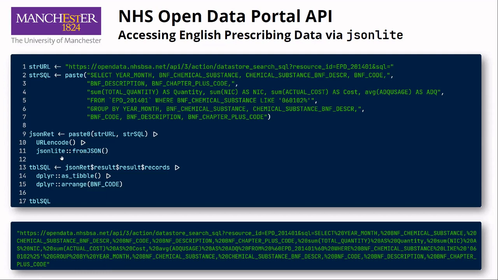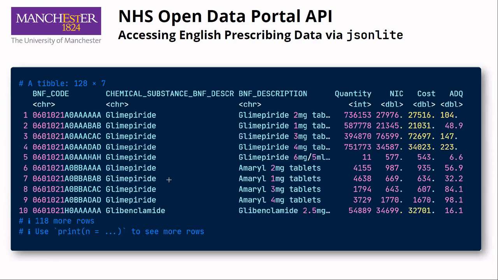if I use fromJSON from JSON-lite. And then I can pull the results out of the list of lists that's returned and look at that. And here's my data that is served to me in a really relatively convenient way.